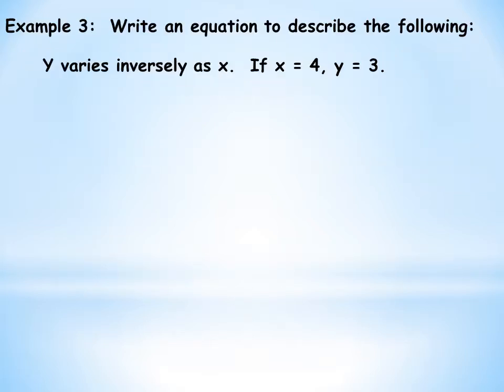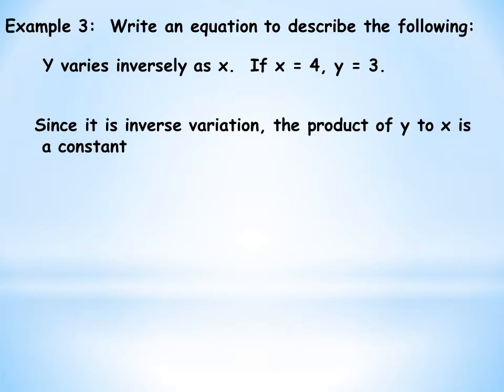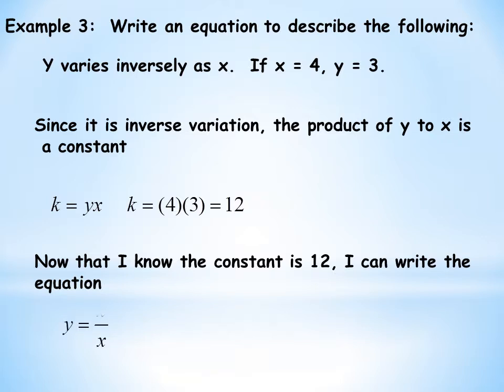So here's an example. Write an equation to describe the following. Y varies inversely as x, and x is 4 and y is 3. All right, since it's inverse variation, I know the product has to be a constant. So I know the constant is y times x. I just use the information they give me and solve for k. Now that I know that my constant is 12, I can write the equation. Remember, the equation for an inverse variation would be y equals k over x. Just plugging in the constant, I have y equals 12 over x.